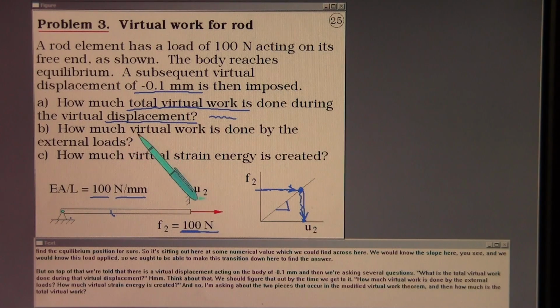How much virtual work is done by the external loads? How much virtual strain energy is created? So I'm asking about the two pieces that occur in the modified virtual work theorem, and then how much is the total virtual work?